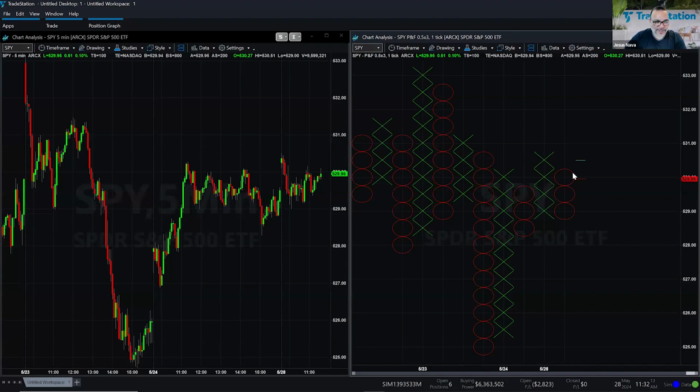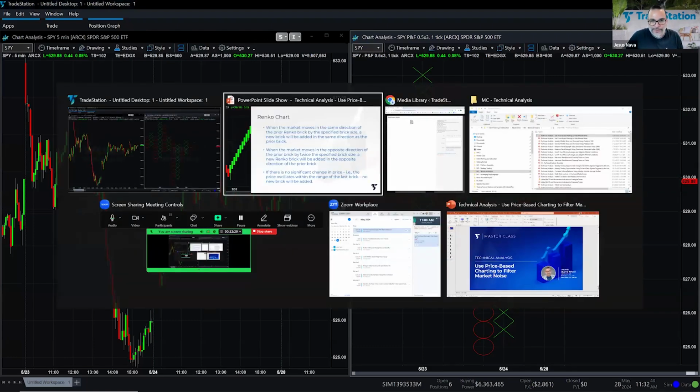Does that make sense? So yes, keep in mind that there's a couple of things that you have to specify for the point and figure: your box size and your reversal. What you consider to be significant movement for the box size, and also what you consider to be a significant movement to actually come to a realization that the market has reversed and that it should be plotted on the chart. On a Renko chart, let me go back here to a Renko.